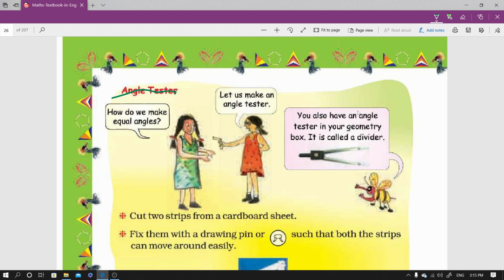Angle tester. How do we make equal angles? Let us make an angle tester. You also have an angle tester in your geometry box. It is called a divider.